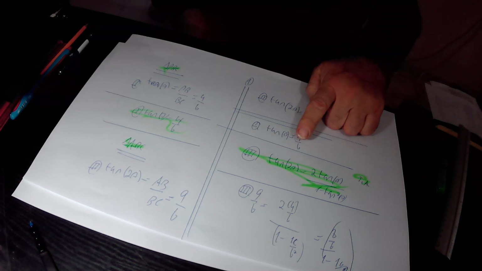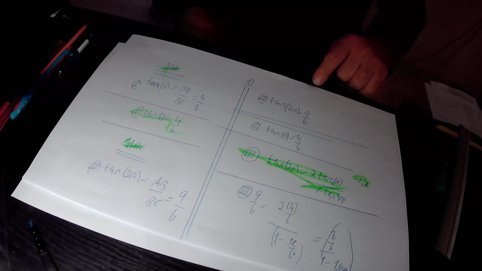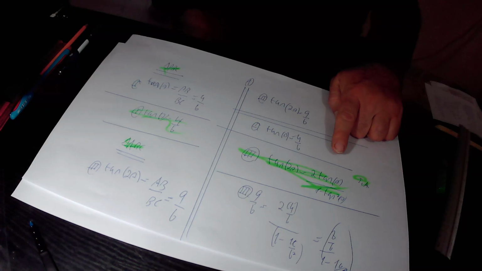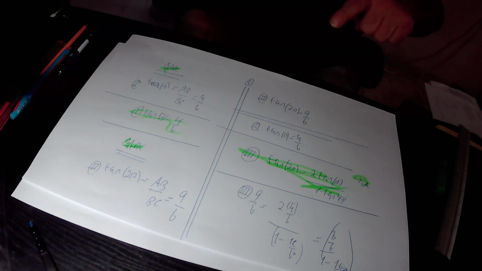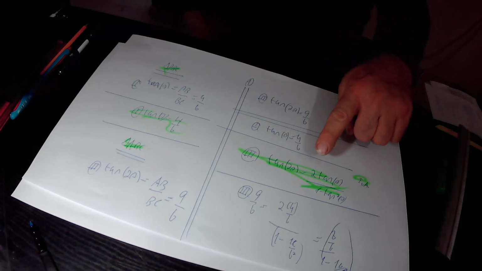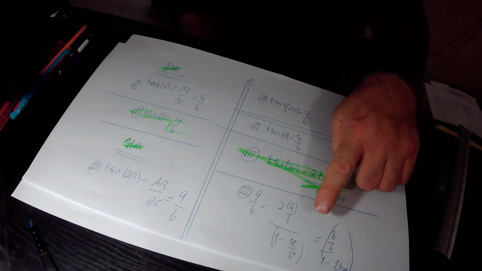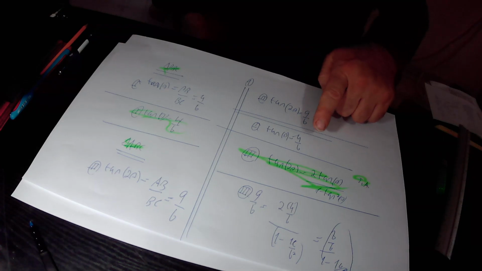We substitute tangent 2 theta in this trigonometric identity by 9 over b, and we substitute tangent theta by 4 over b. So in total, tangent 2 theta, which is 9 over b, equals 2 times tangent theta, which is 4 over b, over 1 minus tangent squared theta. Tangent theta is 4 over b, therefore tangent squared theta must be equal to 4 over b squared, that is 16 over b squared.